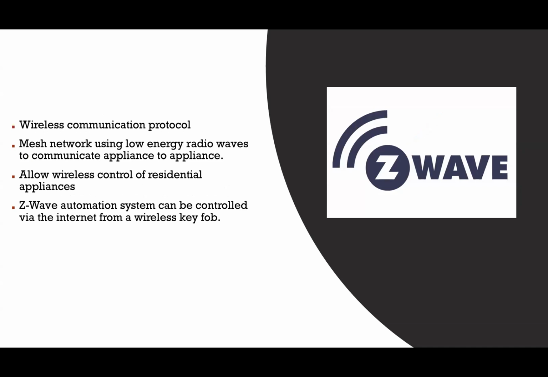So Z-Wave is the latest protocol that is nowadays being used in home automation technologies. It is a wireless communication protocol used primarily for home automation. It is a meshed network using low energy radio waves to communicate from appliance to appliance, allowing wireless control of residential appliances and other devices such as lighting control, security systems, thermostats, windows, locks, and other things. Like other protocols and systems aimed at the home and office automation market, a Z-Wave automation system can be controlled via the internet, from a wireless key fob, a wall-mounted device, or something like that.